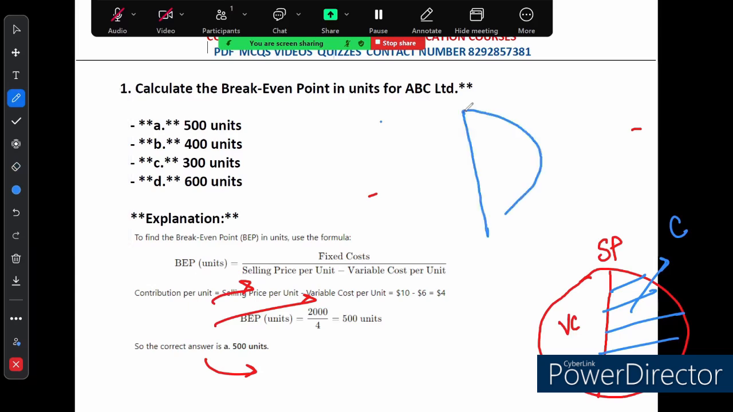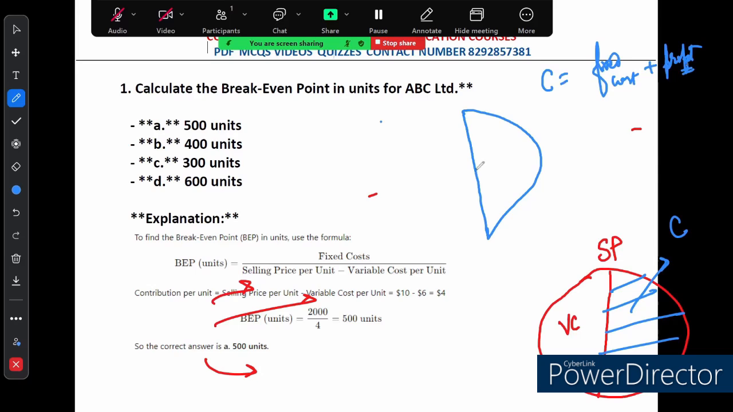This is our contribution margin. This contribution margin comprises two things. The first is fixed cost, and the second is profit. So two things are there in the contribution margin: fixed cost and profit.